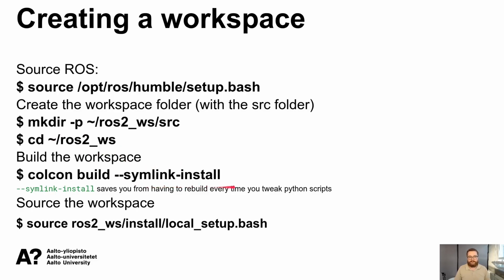What this --symlink-install does is very convenient. When you're working with Python scripts and you build with this argument, it saves you from the effort of having to rebuild your workspace every single time you change Python scripts. So as we're working with Python on this course, you generally want to always include this flag when building your workspace. And as already presented, you can then source the workspace as an overlay with source ros2_workspace/install/local_setup.bash.